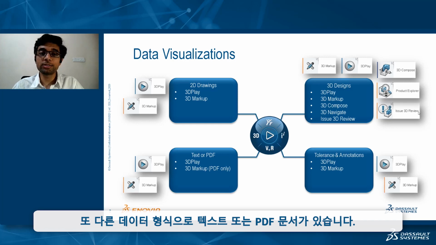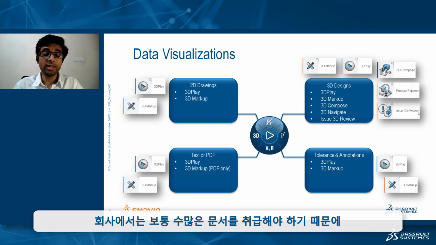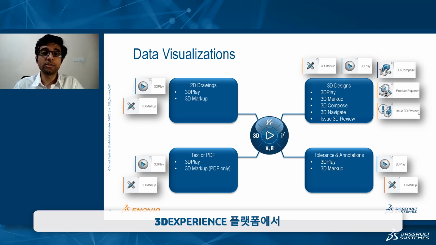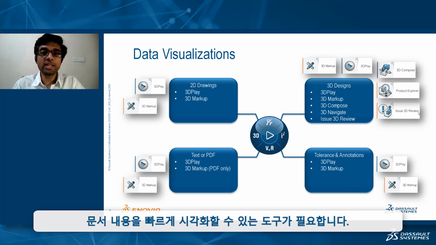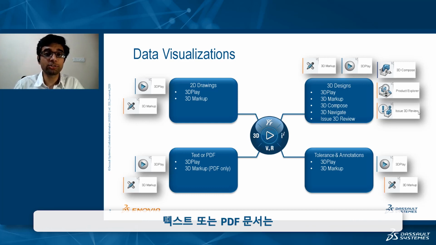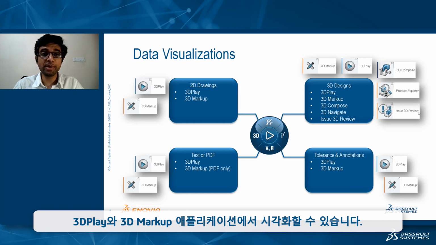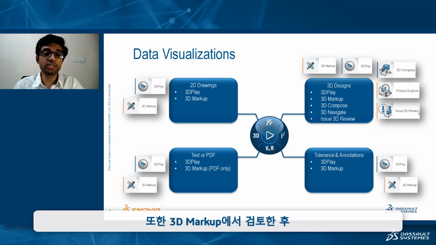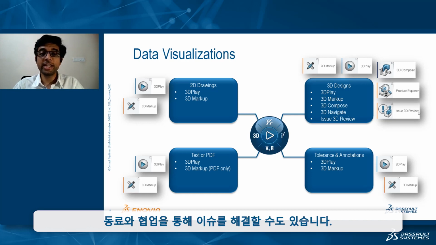Then another set of data is text or PDF documents. In any business, you encounter a lot of documents, and you need some tool to quickly visualize the content of the document within the 3D experience platform itself. So you can visualize either text or PDF content in 3D Play as well as 3D Markup applications. You can also perform some reviews in 3D Markup and then collaborate with your colleagues and resolve the issues.